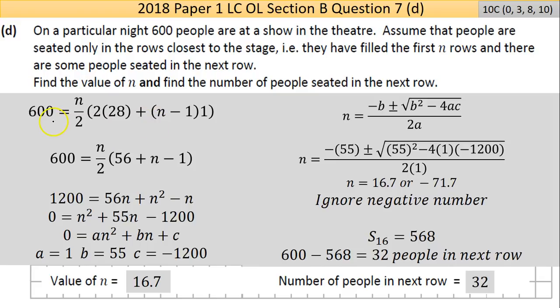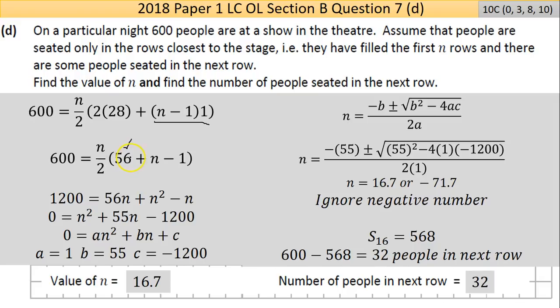If I go left to right, I'm just going to remove brackets, so I end up with 2 times 28 is 56, which is where I get that. At the same time, I've just removed this 1 times the bracket. As we said previously, that doesn't change what's inside the bracket. So you end up with n minus 1.